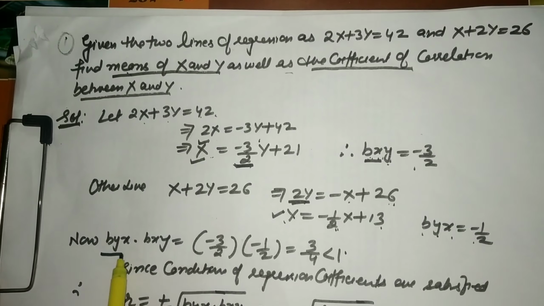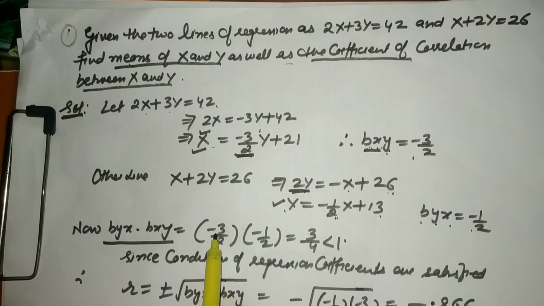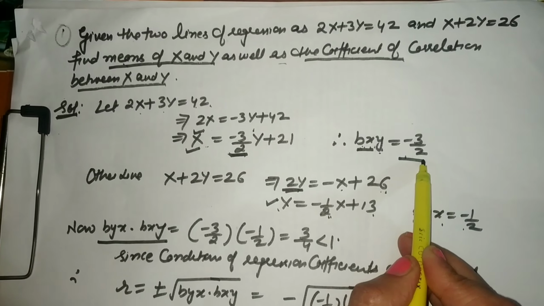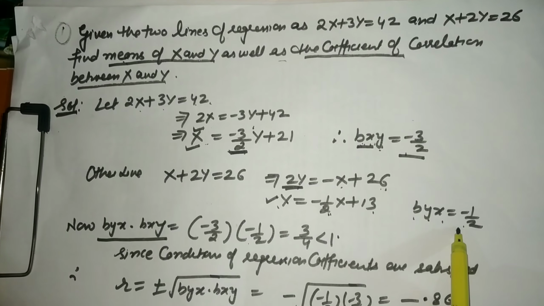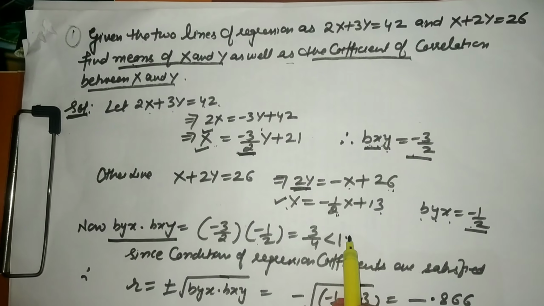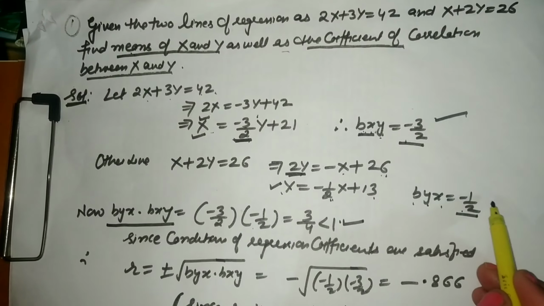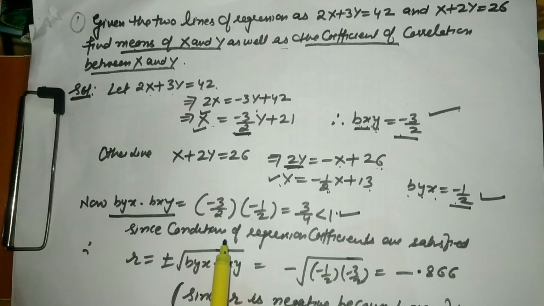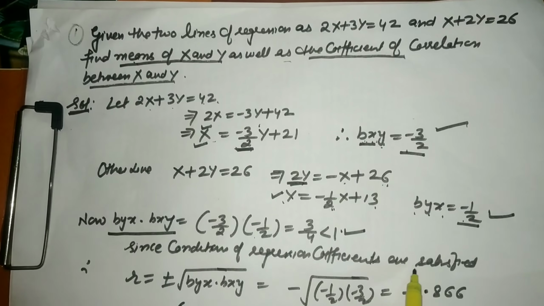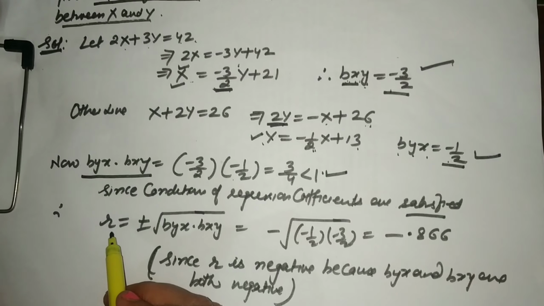So firstly, I will check here byx dot bxy. byx we have the value minus 3 by 2 and bxy I have calculated minus 1 by 2. Multiply, we get 3 by 4, this is less than 1. That means these are the right regression coefficients. So since the condition of regression coefficients is satisfied, I can find out the coefficient of correlation.